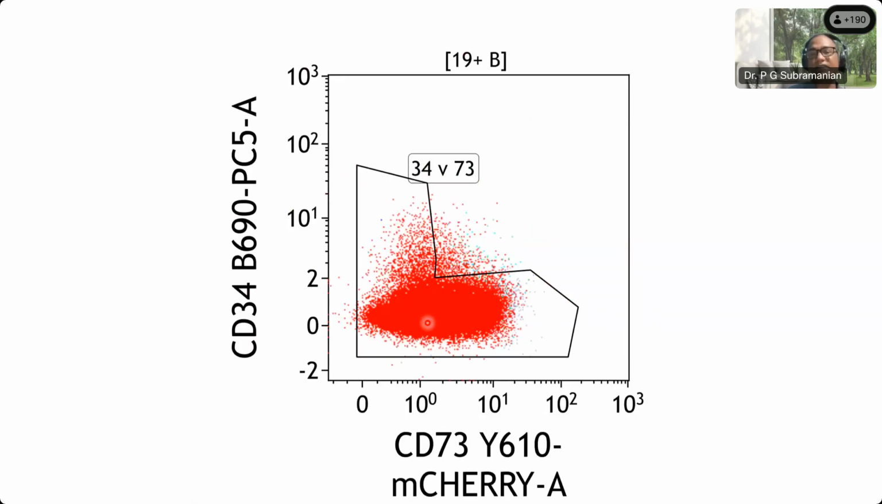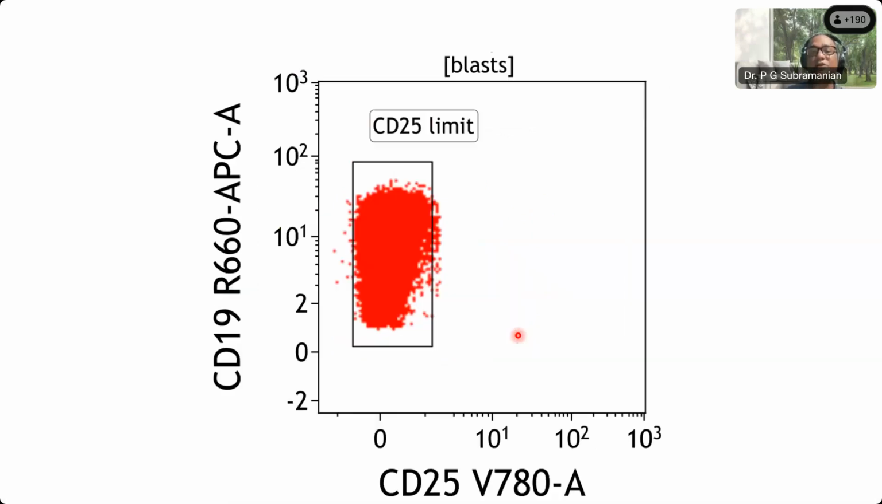So this is again CD73, which is variable. It is falling within the normal CD19 positive or hematogone pattern. So this is showing you the normal pattern. It is falling within normal. So there is no abnormality when you look at CD34 versus CD73 which you can easily use for saying there is a leukemia.